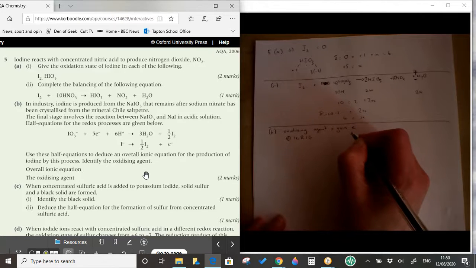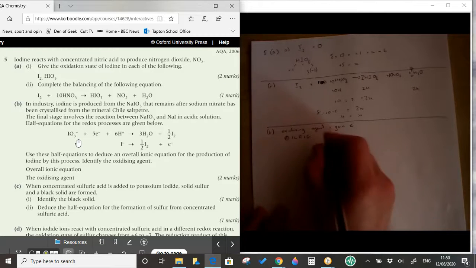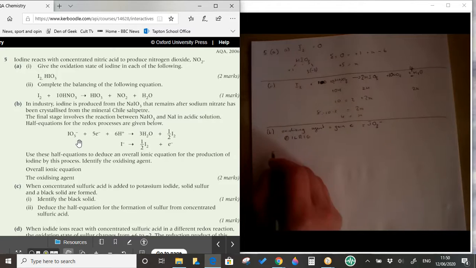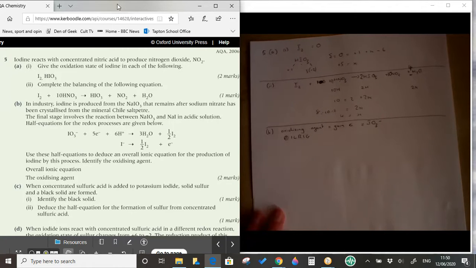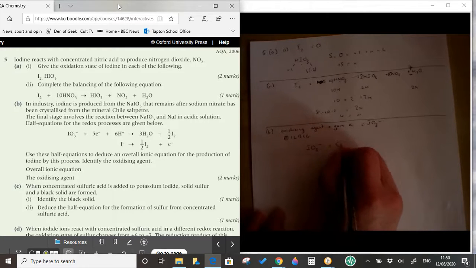And if we look at those 2 equations that are here, if it's gaining electrons, the electrons are on the left-hand side. So therefore, the oxidizing agent is going to be IO3 minus. Right, now I need to do the overall equation. So to do the overall equation, let's write out the 2 half equations first.